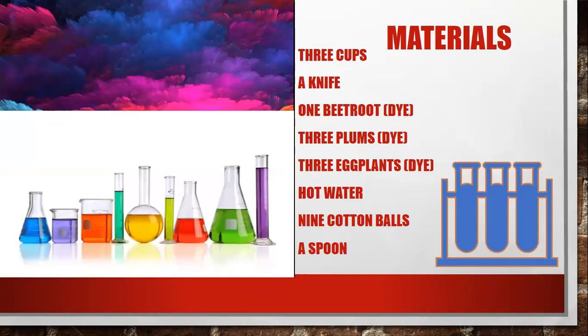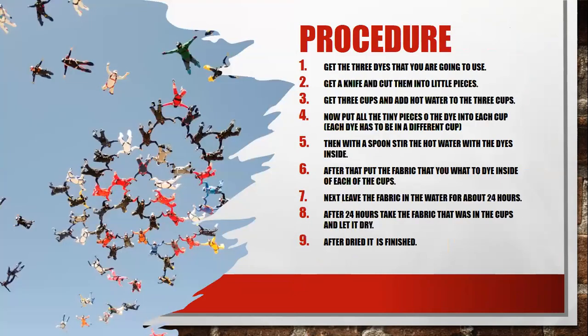So the materials that I used were 3 cups, a knife, 1 beetroot, 3 plums, 3 eggplants, hot water, 9 cotton balls, and a spoon. The procedure was the steps that I had to take to make everything go right, so everything would work. So these are the 9 steps that I took.